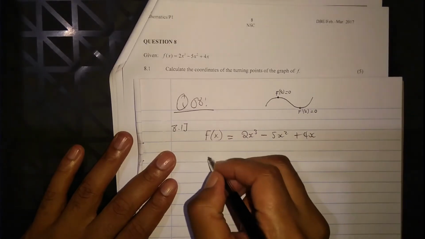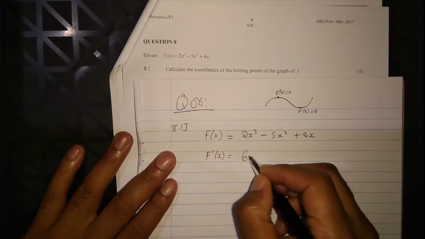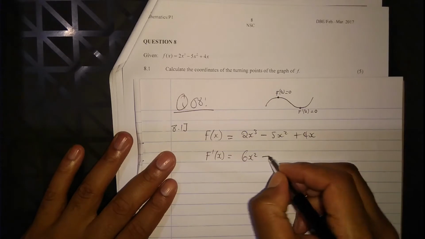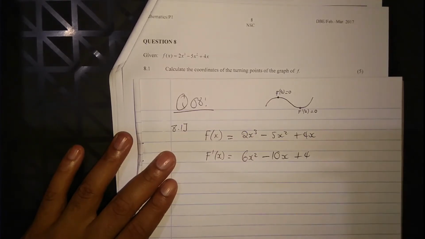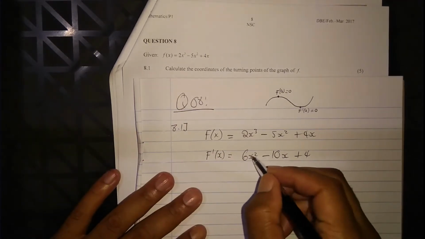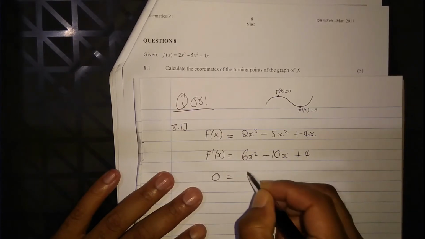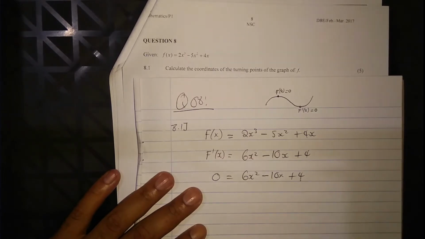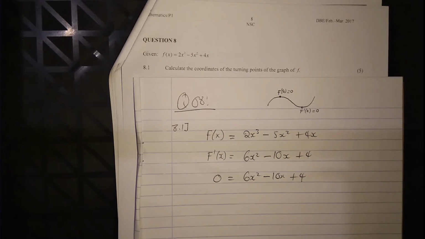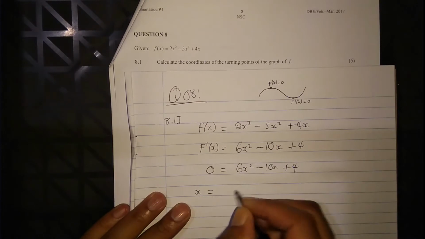Now we want the first derivative. First derivative is 6x squared minus 10x plus 4. Then f prime of x is equal to 0, 6x squared minus 10x plus 4, and then solve for x. Now I have a quadratic equation, so I use the quadratic formula.